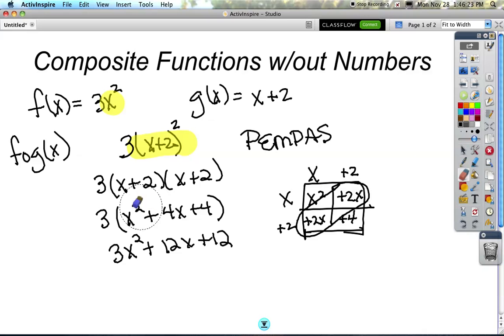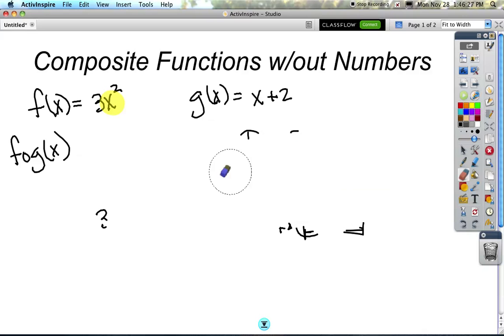Okay, I'm going to erase this. Let's look at g of f of x. Now this is really easy. This one is the g of f of x.